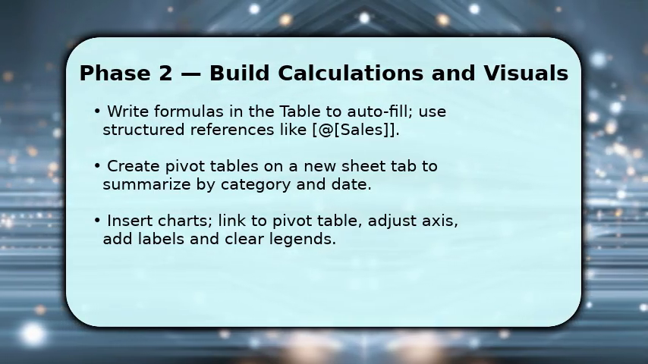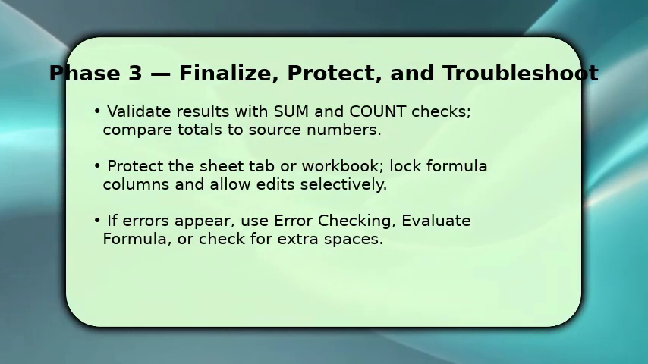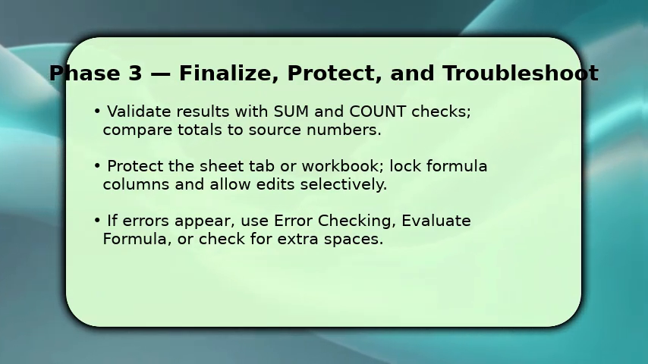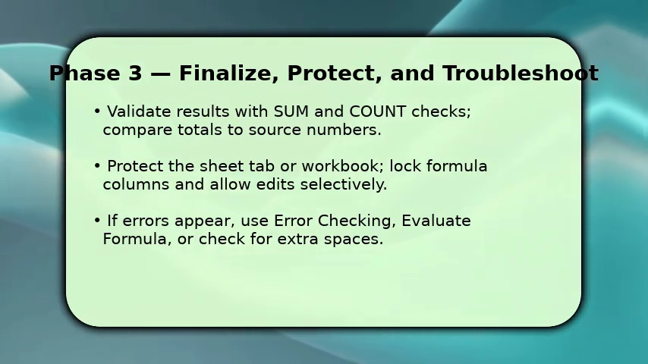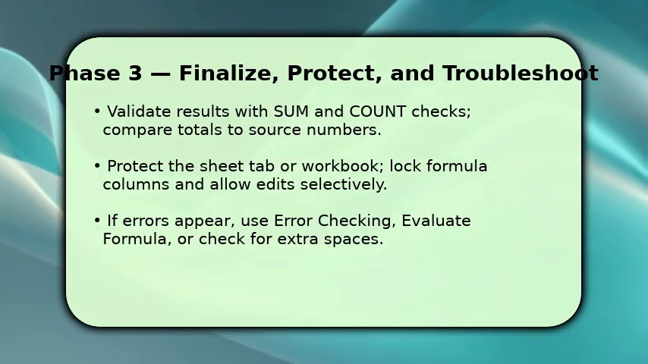You finish by validating totals and counts to confirm accuracy, then lock formula cells and protect the sheet tab so accidental edits cannot break calculations. Once done, add a short note on the tab describing key assumptions and which cells are editable.